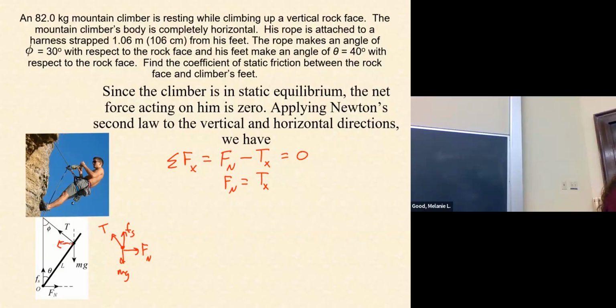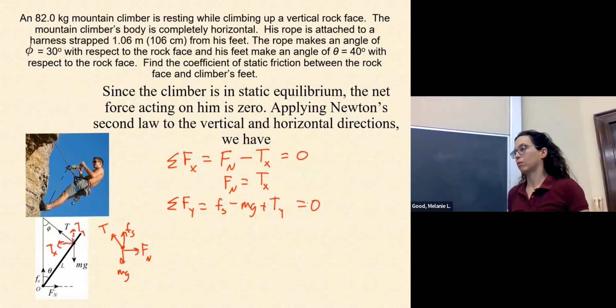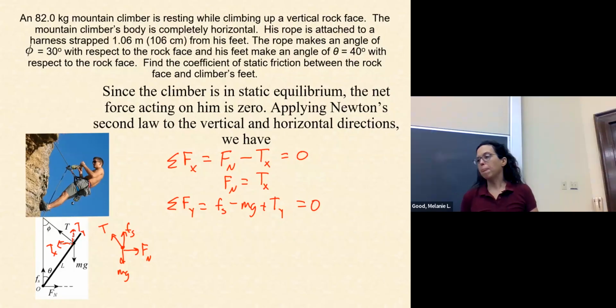So, well, I'll get back to that. Let's go ahead and sum the forces in the y direction. In the y direction, I've got the friction force in the positive y direction. I've got the weight force in the negative y direction. And I've also got the component of the tension force in the positive y direction, right? This is Ty, this is Tx. All of that also has to add up to 0. Okay?